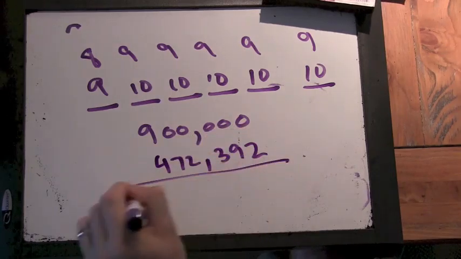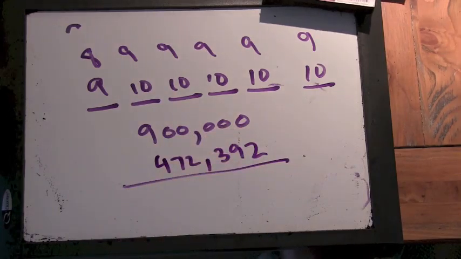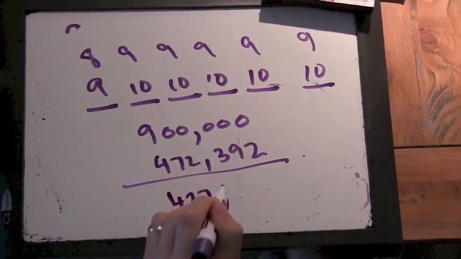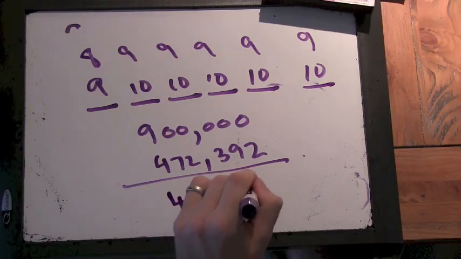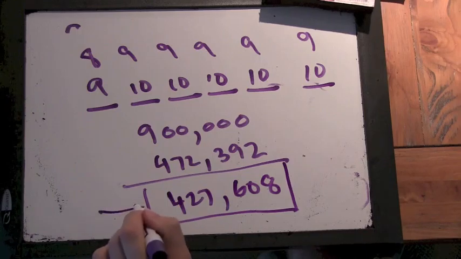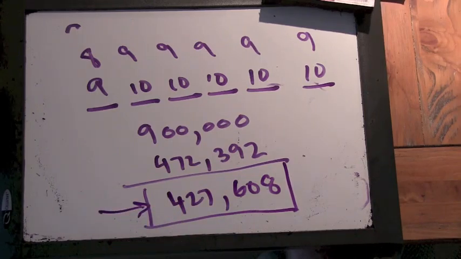It is pretty close to half, actually. That's the number that doesn't include a 9. Now we can subtract that number from 900,000, and we get 427,608. And that is the number that do include a 9. So we're not quite to half.